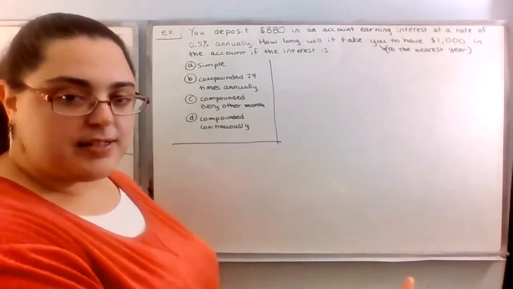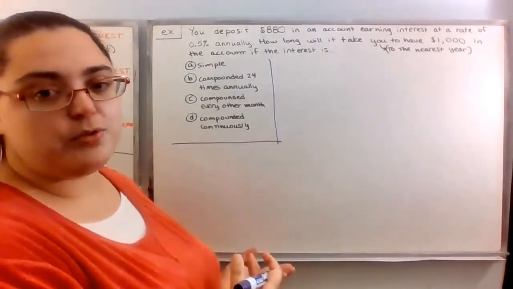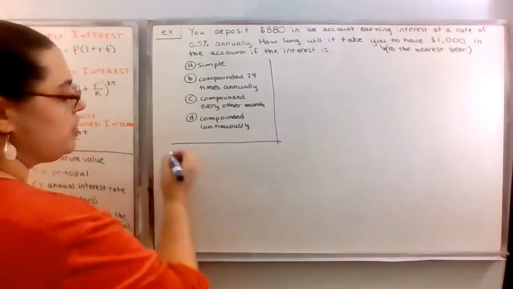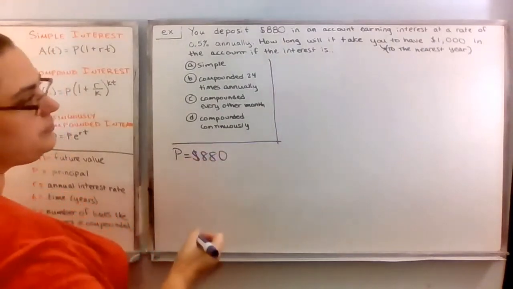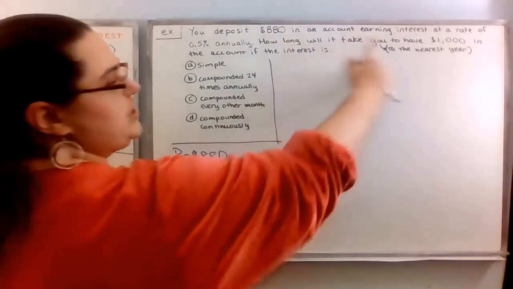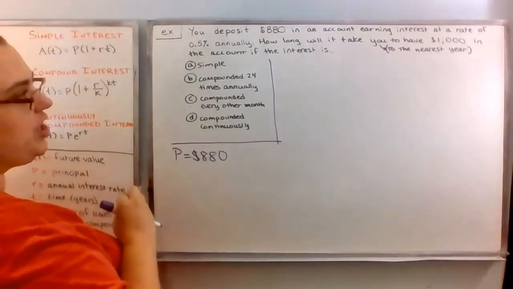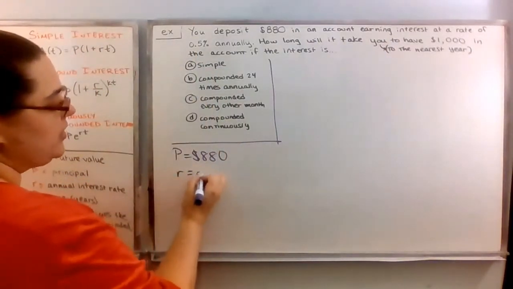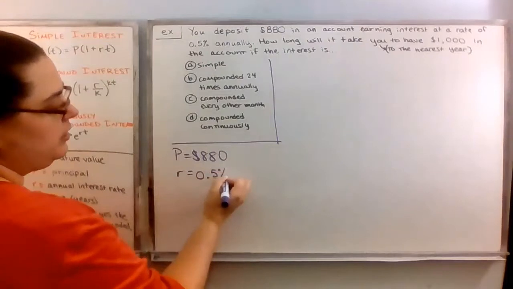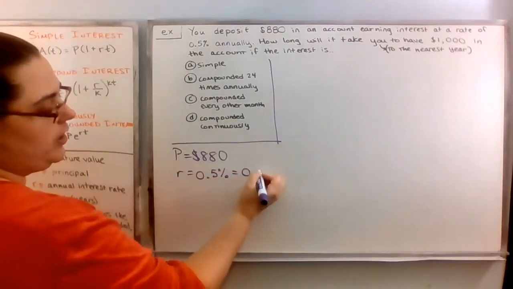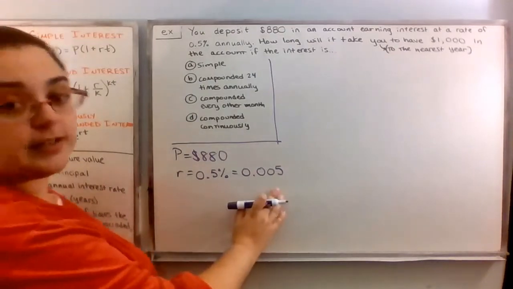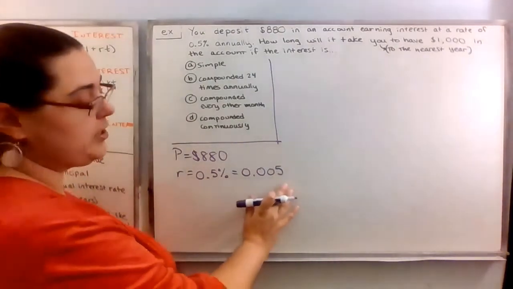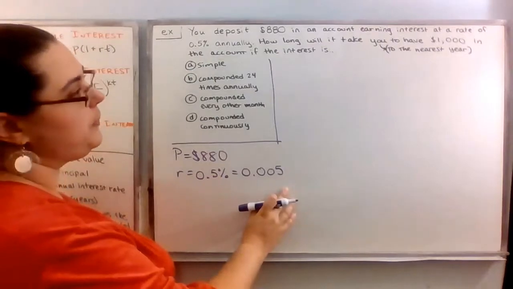The amount we had deposited, or the amount you borrow in these situations, is going to be your principal. So that's P. P is going to be $880. It says interest is earned at a rate of 0.5% annually. So R is going to be 0.5%, which is the same as 0.005. We want R to be in decimal form when we go to use it in the formulas. So I like to find that here.